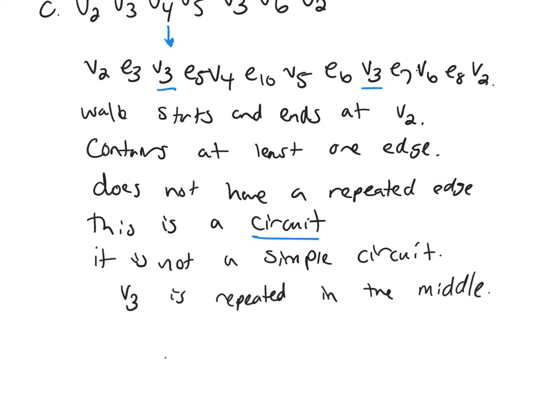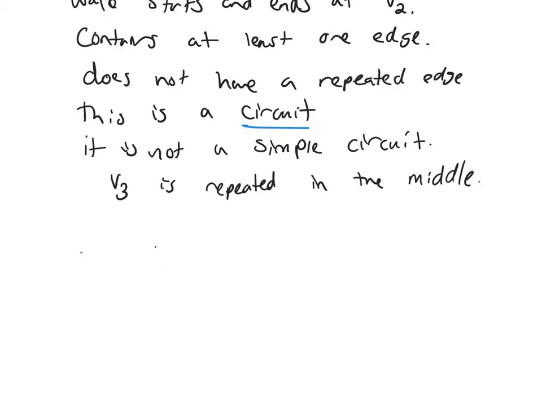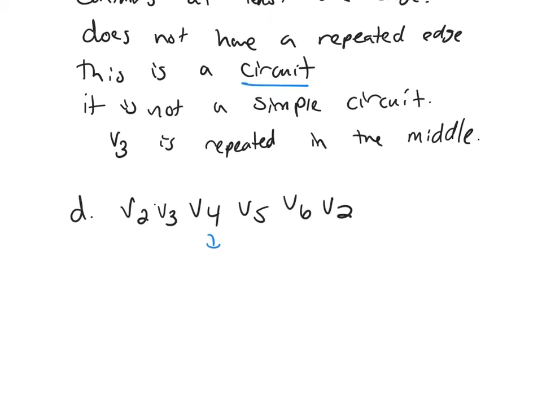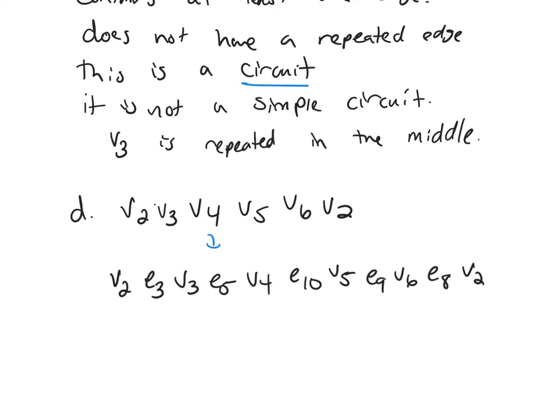So we're going to look at one last one. Let's look at D. Vertex 2 to vertex 3 to vertex 4 to vertex 5 to vertex 6 to vertex 2. So again, maybe want to expand this out. Which walk is it? Include all the edges. So this goes from vertex 2. Edge 3 takes you to vertex 3. Edge 5 takes you to vertex 4. Edge 10 takes you to vertex 5. Edge 9 takes you to vertex 6, and edge 8 takes you to vertex 2.